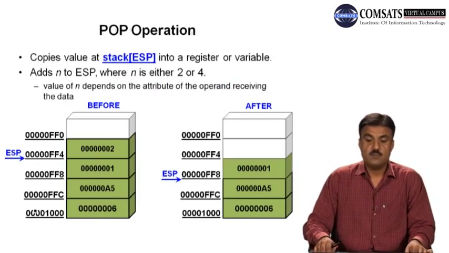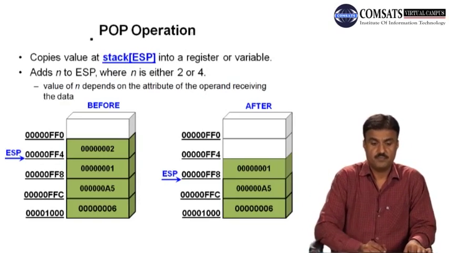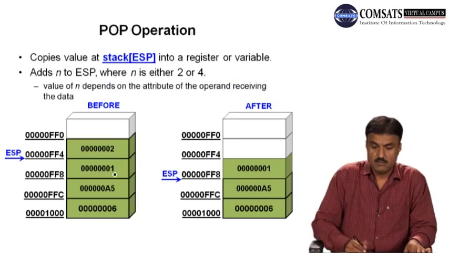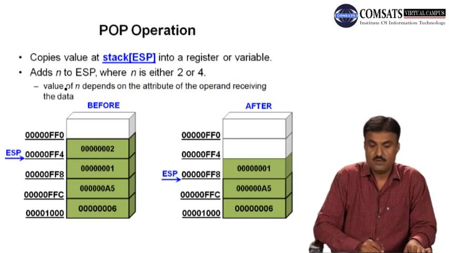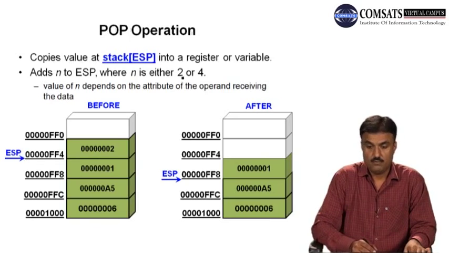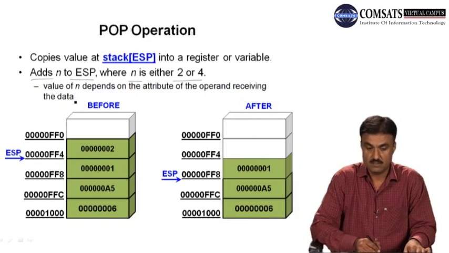Now the next one is the pop operation. What will happen here? This is the stack pointer right now. This copies the value in the stack pointer, where n is either 2 or 4. This pop operation, the value of n depends on the attribute of the operand and the receiving data.